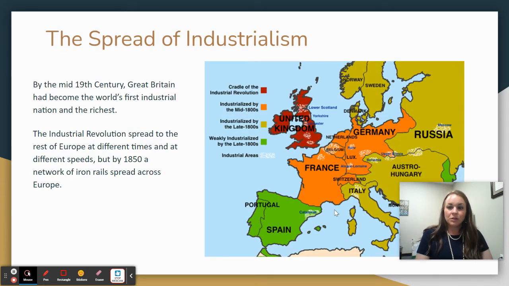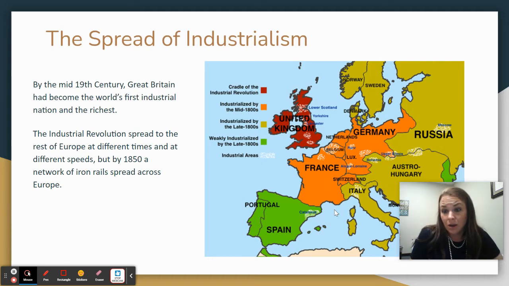So the spread of industrialism clearly starts to happen by the early 1800s. And then, of course, it really is spread even all the way to the United States by the late 1800s. That's when the United States has our industrial revolution. It's going to happen in the late 1800s and into the early 1900s.